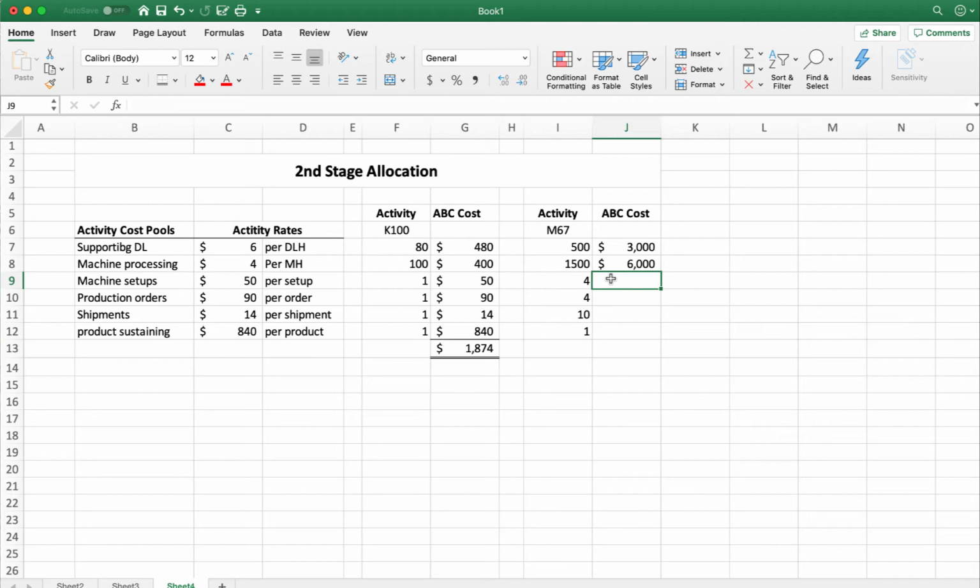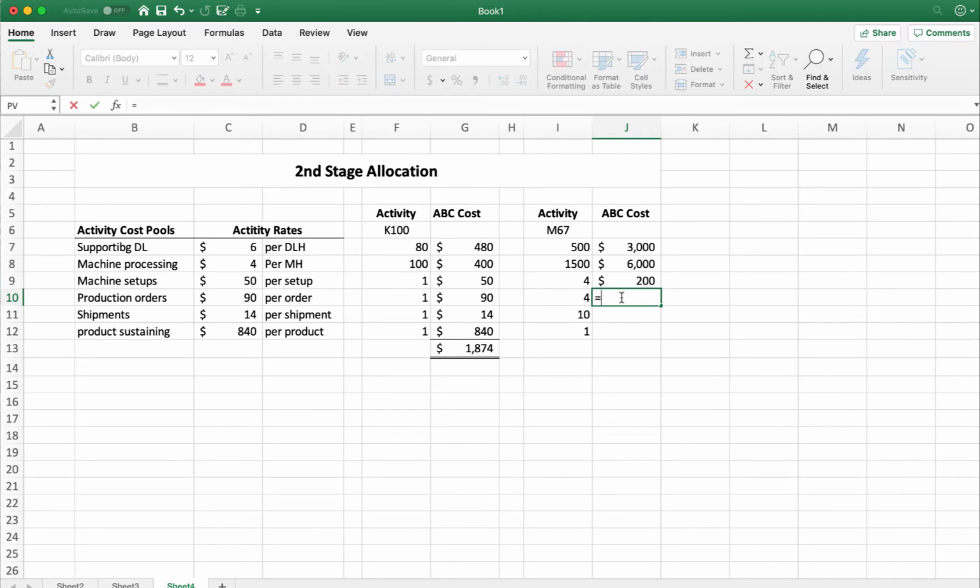M67 requires 4 machine setups. This activity of setting up the machine consumes overhead costs at a rate of $50 per setup. If we have 4 setups at $50 per setup, the cost is $200.